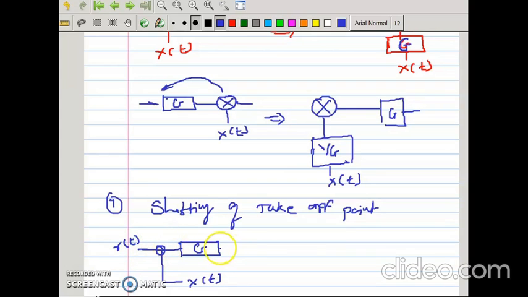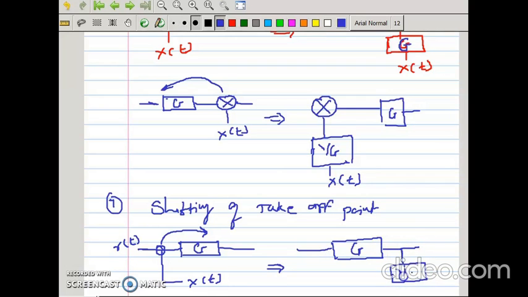If you want to shift this takeoff point after the block, what to do? We can shift this takeoff point after the block, but what should be added in the takeoff point? This is G. The takeoff point is now shifted after the block. We can shift easily, but the changes are very much simple. We should add 1 upon G into the takeoff point.